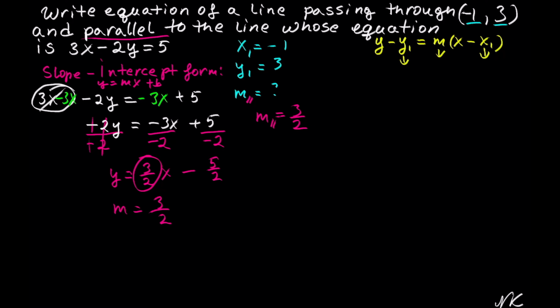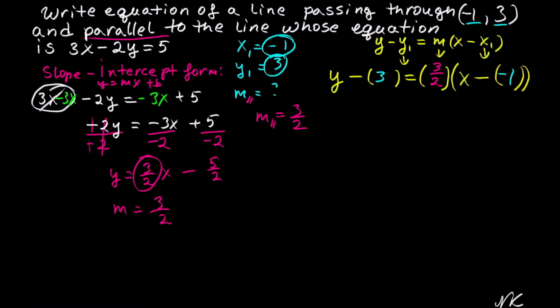Once we have the point and the slope, we can use the point-slope formula of the equation of a line. So we get y minus y1, and we know that y1 is 3, equals slope, and slope is equal to 3 out of 2 times x minus x1, and we have that x1 is -1. This becomes y minus 3 equals 3 out of 2 times x. Negative times negative gives us plus 1.